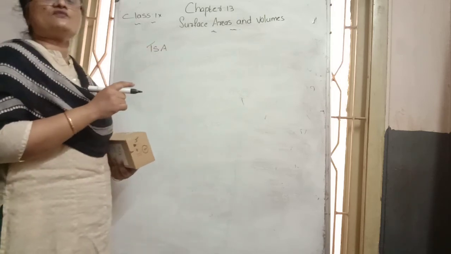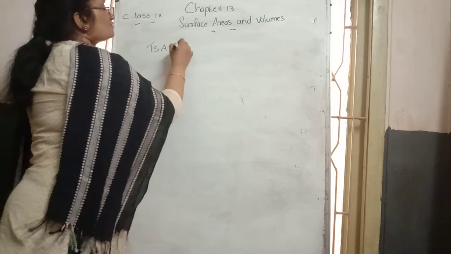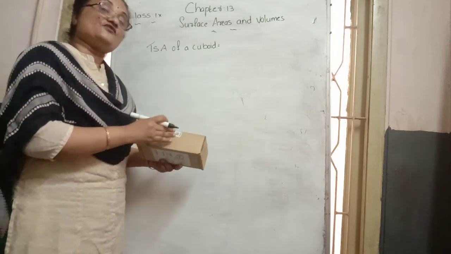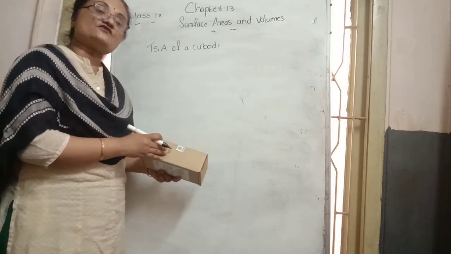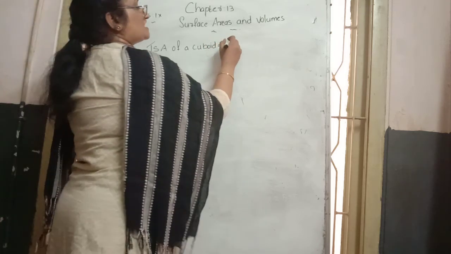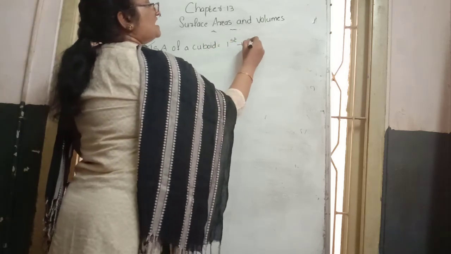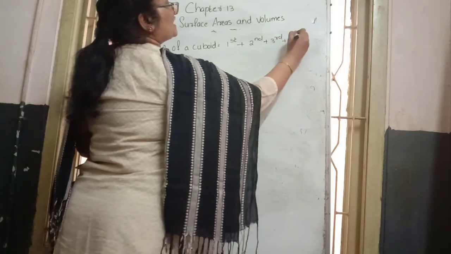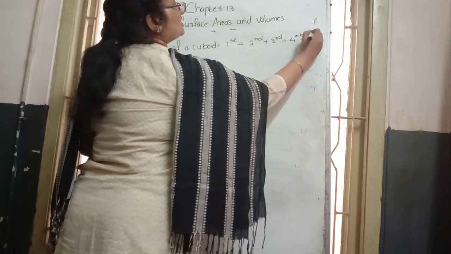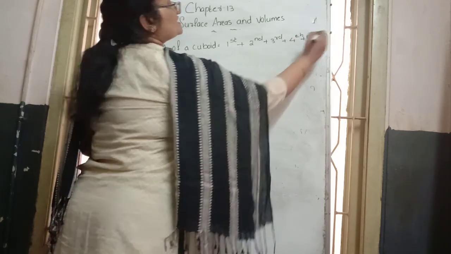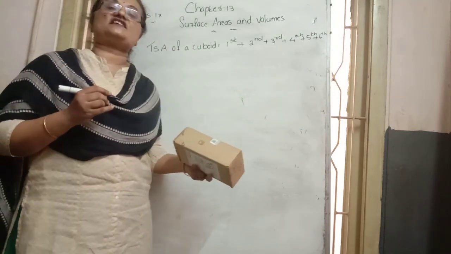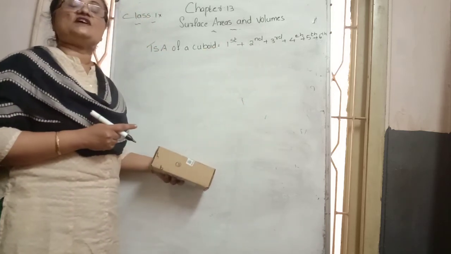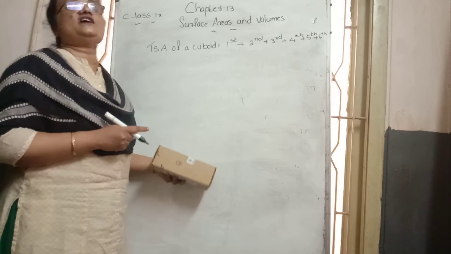TSA is the short form of total surface area of a cuboid. How to find the total surface area? Here how many faces does it have? 6. All these faces are in which shape? A rectangle. So we can write it as first rectangle area plus second rectangle area plus third rectangle area plus fourth rectangle area plus fifth rectangle area plus sixth face rectangle. In total 6 faces are there. All these 6 faces are rectangles. Adding their areas, we get the total surface area of a cuboid.